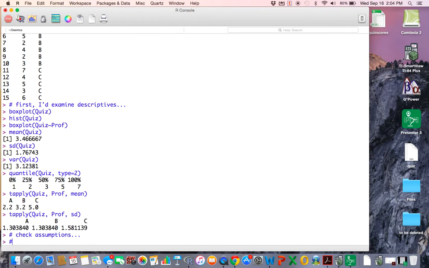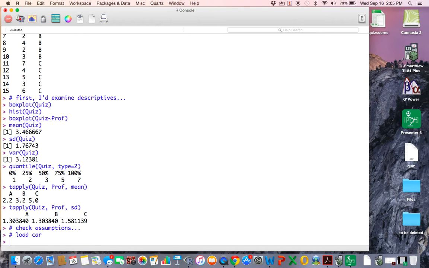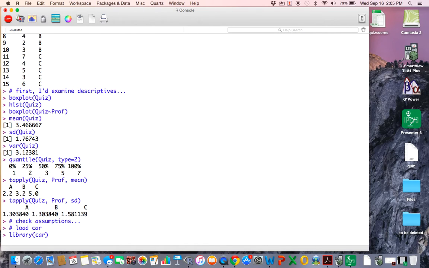And the first assumption, where we should actually start, is probably checking the equal variance assumption. And to check the equal variance assumption, we're going to have to load the package car. Now, if you have loaded car previously, then all you have to do is access the library by typing library(car) and let it go through whatever it needs to go through.